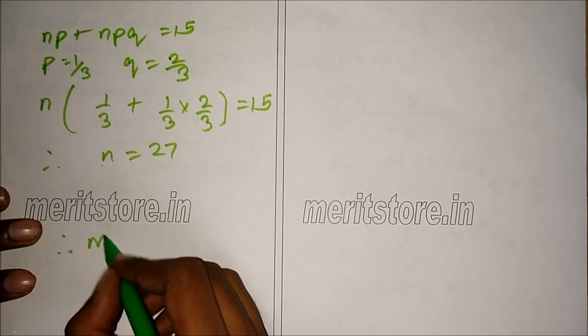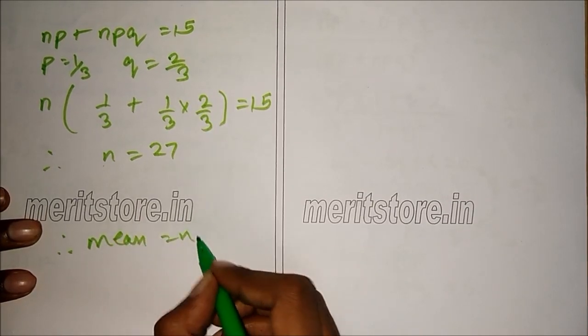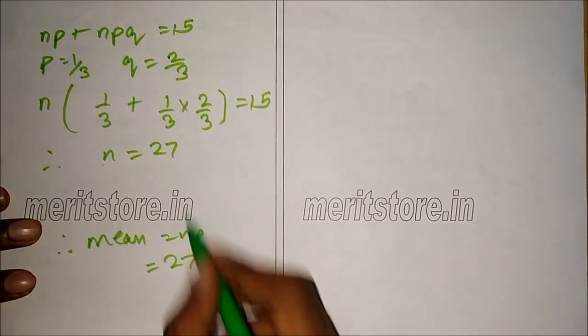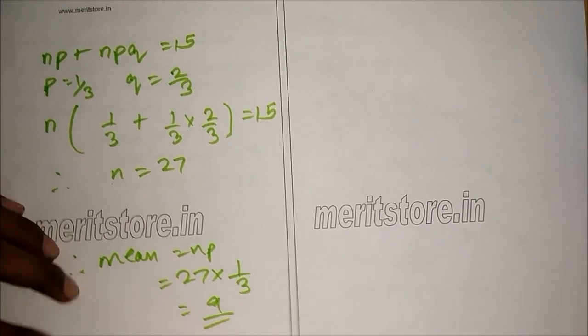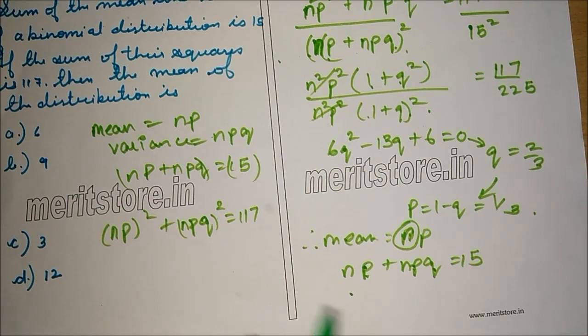So therefore, what we had to find was the mean. So mean will be np, which is equal to 27 into p, which is 1 by 3. So this will be 9. So mean will be 9, which is option B.